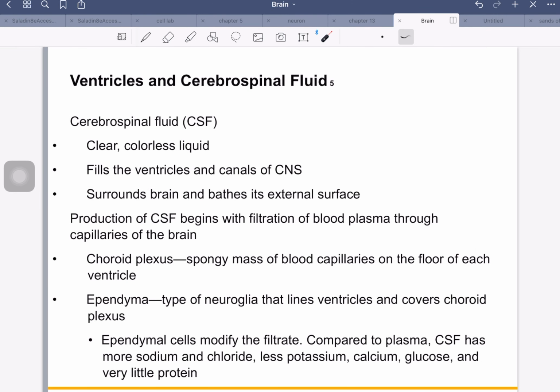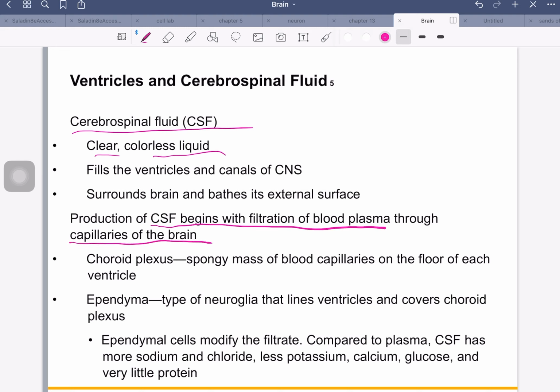So, what is cerebrospinal fluid? Cerebrospinal fluid is also known as CSF. It's a clear, colorless liquid. It's a derivative of blood, and of course it fills the ventricles and all the canals of the central nervous system. And as we mentioned earlier, it leaves through the apertures and will bathe the brain on its external surface. And CSF begins with the filtration of blood plasma through the specialized capillaries of the brain.